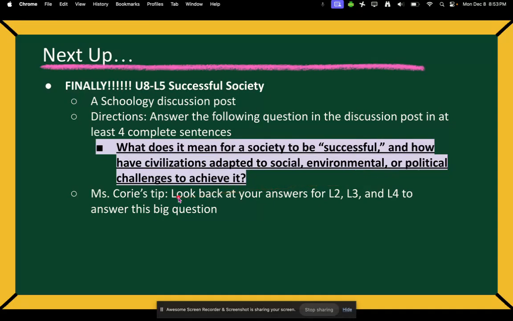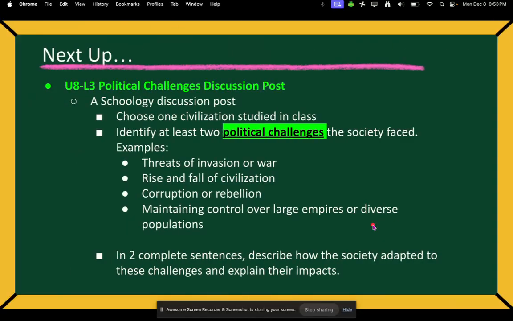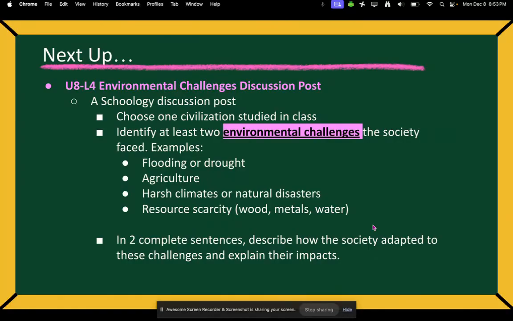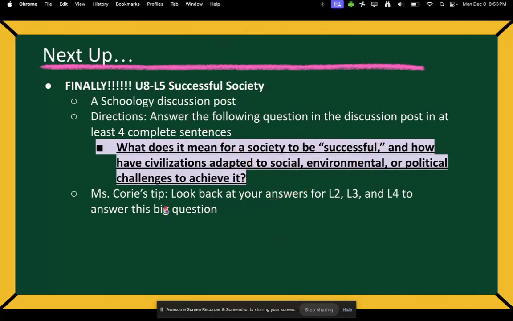So, here's my tip to you. Look back at your answers for lessons 2, 3, and 4 to answer this big question. If you see with all the questions I'm asking you before, I'm trying to build you up. So, when you get to this U8-L5 question, you already have a lot of examples that you could just use. Okay? All right.